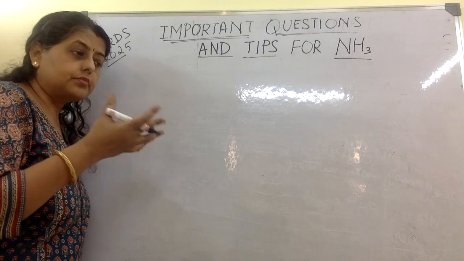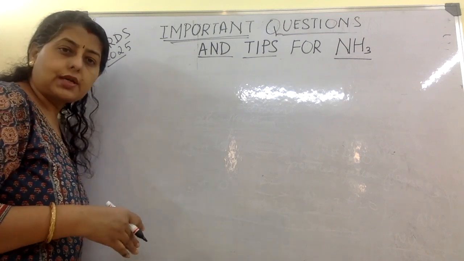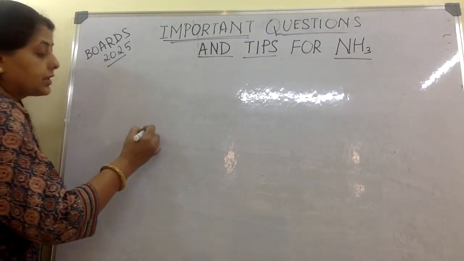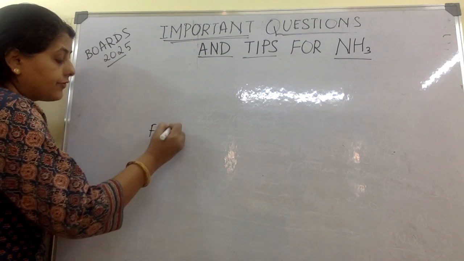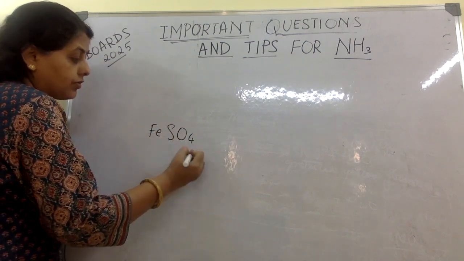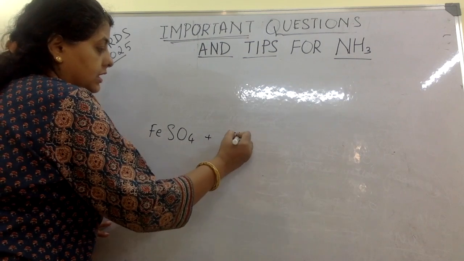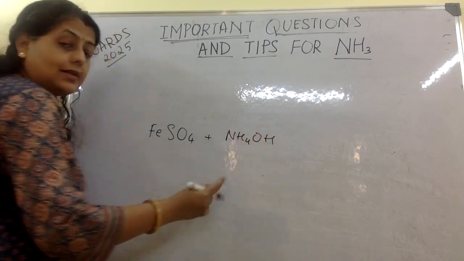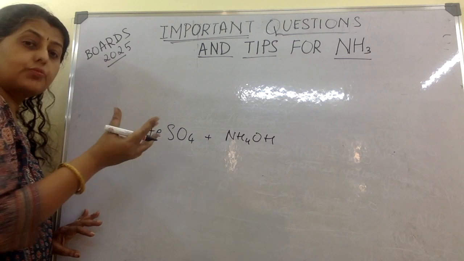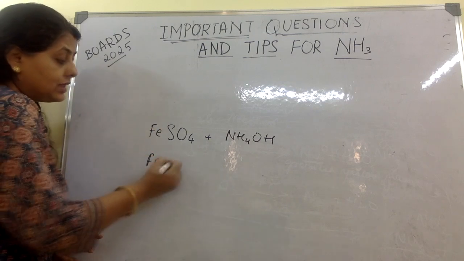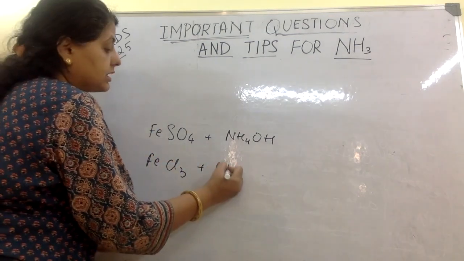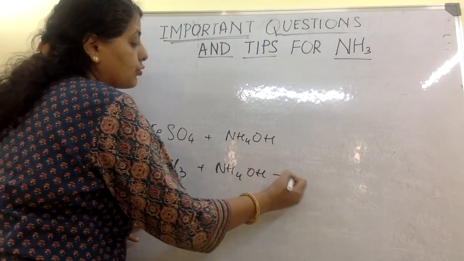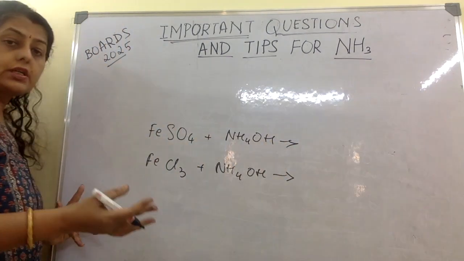KOH is a strong alkali. Okay, so now FeSO4 plus NH4OH. As I said, there are some pairs. Just now we finished with the burning of ammonia. Now FeCl3. Easy to remember these pairs. Both are reacting with NH4OH.